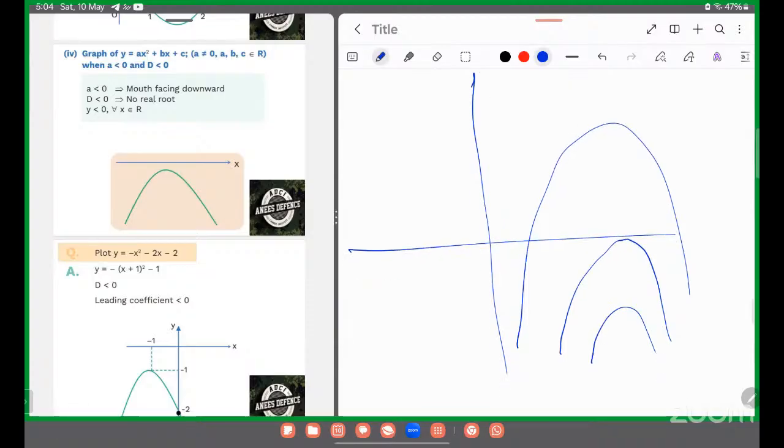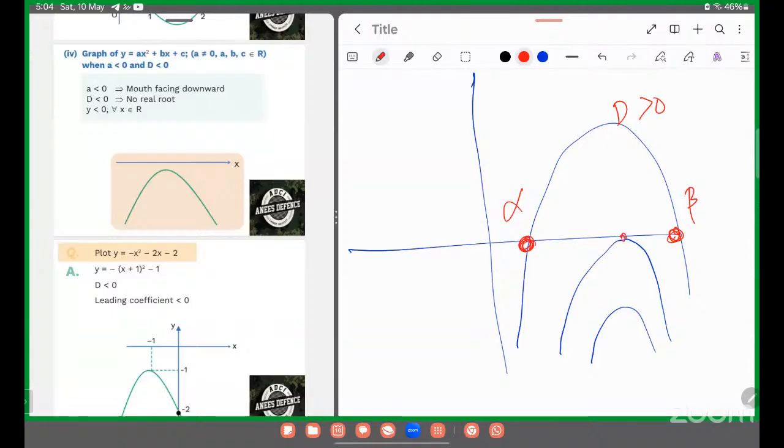First one, you can see that it is touching the number line. Number line means x-axis. It is touching at 2 points. So 2 points means there are 2 roots. Those roots are real, that means alpha and beta, real and distinct. Real means the graph should touch the x-axis. That means x-axis represented as number line. So here the value of d will be greater than 0.